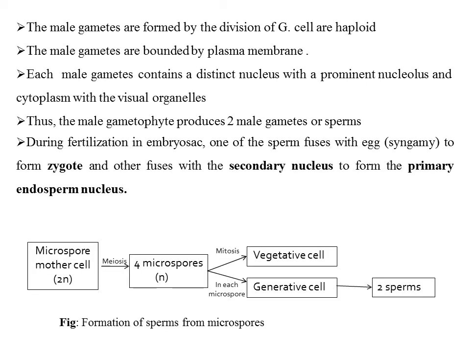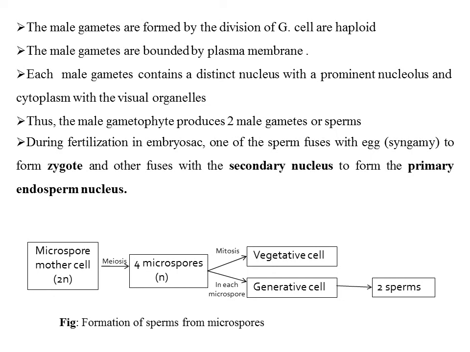Now, next, the male gametes formed by the division of the generative cell are haploid. The male gametes are bounded by plasma membrane. Each male gamete contains a distinct nucleus, a prominent nucleus and cytoplasm with vacuole and organelles. Thus, the male gametophyte produces two male gametes or sperms. During fertilization in the embryo sac, one of the sperms fuses with the egg to form the zygote and the other fuses with the secondary nucleus to form the primary endosperm nucleus.